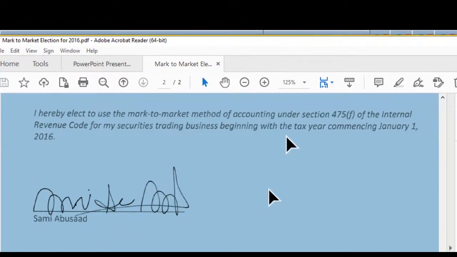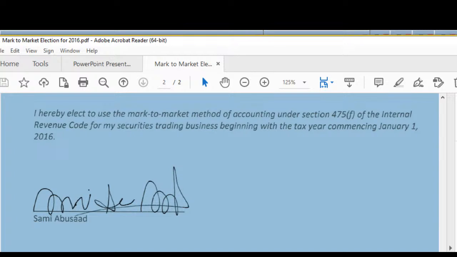I hereby elect to use the mark-to-market method of accounting under section 475F of the Internal Revenue Code for my securities trading business beginning with the tax year commencing January 1st, 2016. Got it? So that's what I wrote. And I attached this letter. I put it as the first page in my 2015 tax return.